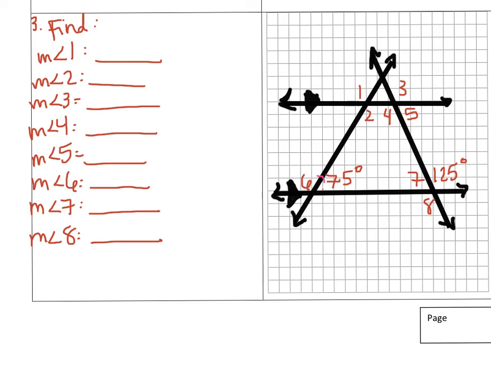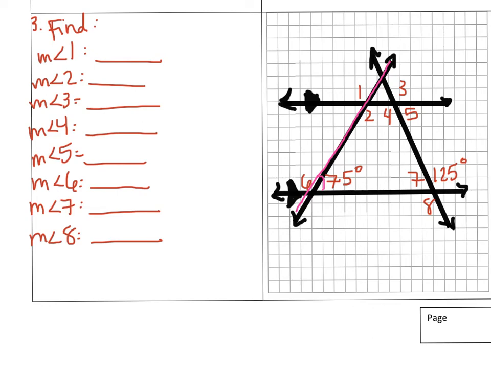75 is on the top right of this transversal. So ignore the other transversal. So ignore this line for now. 3 is a part of that one, 4, 5, 7, 8, and the 125. Ignore those numbers. So if you need to cover it up, please do so. Just cover it up with your hand or something.